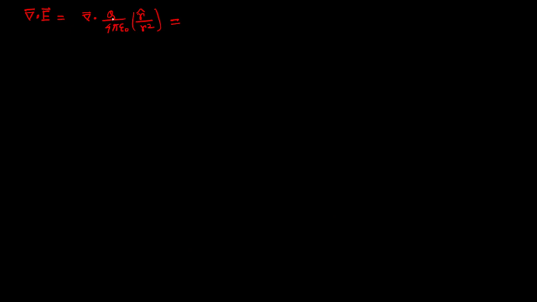Now the constant term q by 4 pi epsilon naught, we can write it here, q divided by 4 pi epsilon naught. What we have to do is take the divergence of this vector quantity, r cap divided by r square. Here r cap means it's a spherical polar coordinate, so the vector is given in spherical polar coordinate.